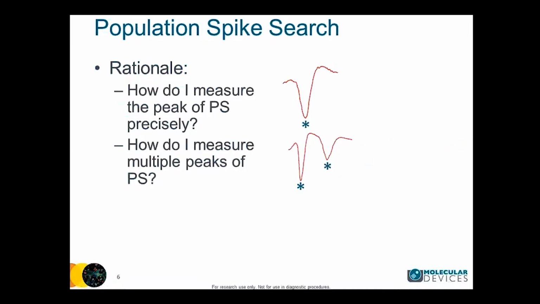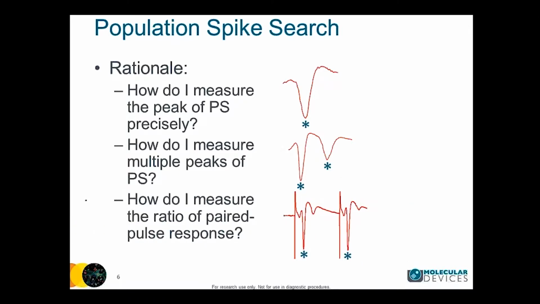And second, how do we measure the multiple peaks of a population spike? In this data, in this trace, you can see there are two peaks of the population spike. How do we measure them at the same time? And also, for people doing the paired pulse response, how do we measure the paired pulse ratio between these two peaks?